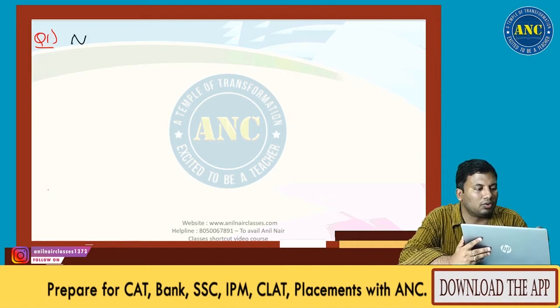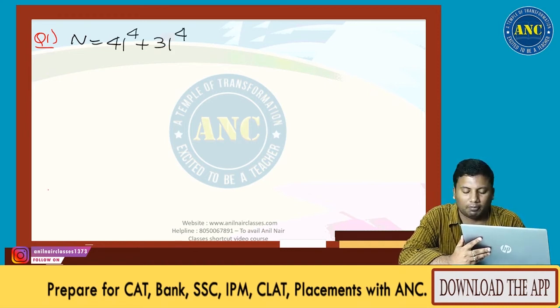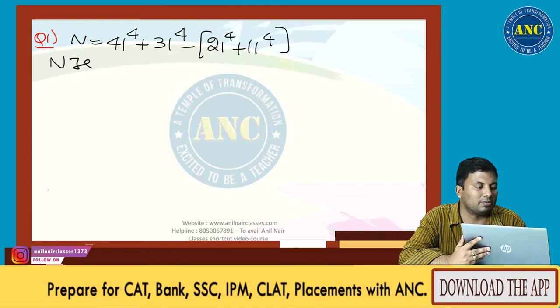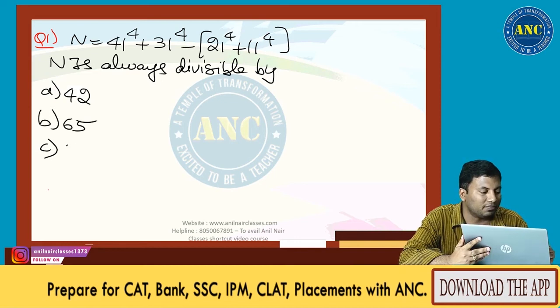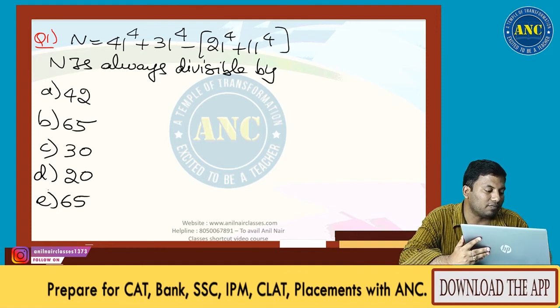Question: n is equivalent to 41 power 4 plus 31 power 4 minus of 21 power 4 plus 11 power 4. I just got this question in some papers. n is always divisible by: A, 42, B, 65, C, 30, D, 20, E, 65 and 20. A very good question. Most of the students will solve by opening the brackets. The idea is to tell you a very different way of solving a question.